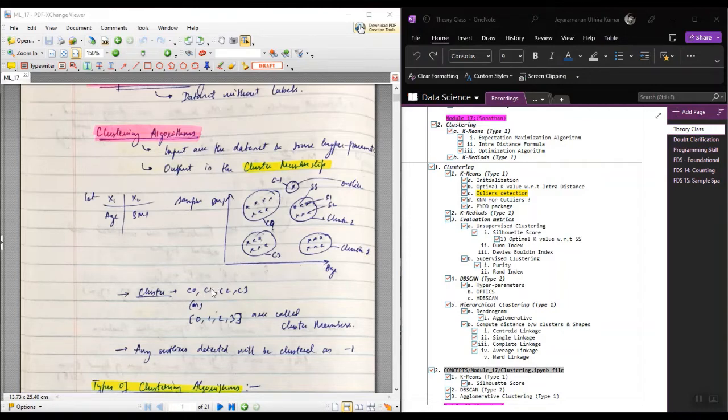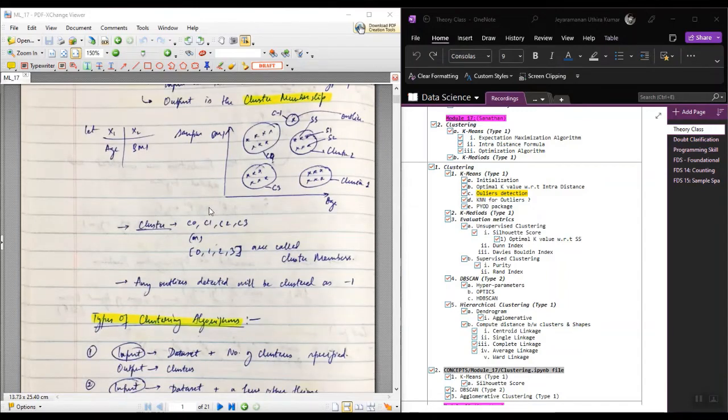These are the clusters, and these clusters are basically nothing but the classes 0, 1, 2, 3, 4, any number of classes. These numbers of classes or clusters are called cluster members or cluster membership. Any outlier, something like this, will be detected as a -1 cluster. The number will be negative, like that.